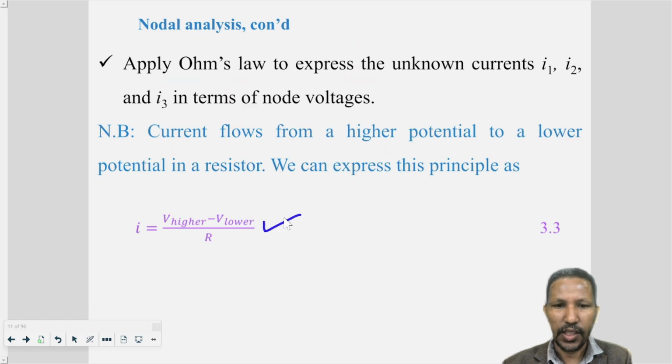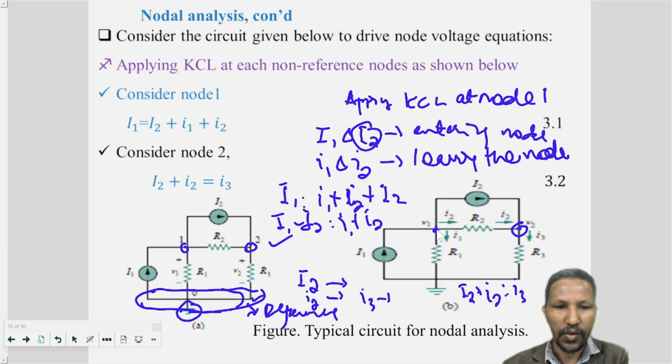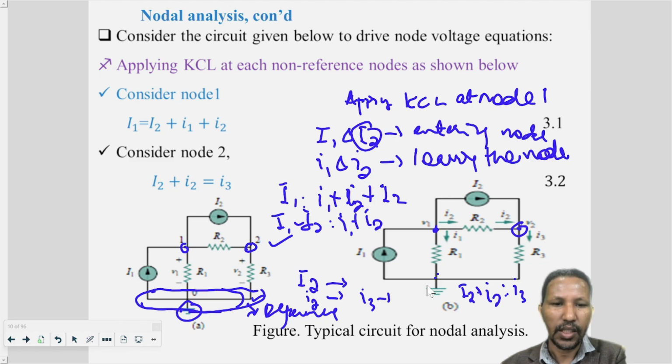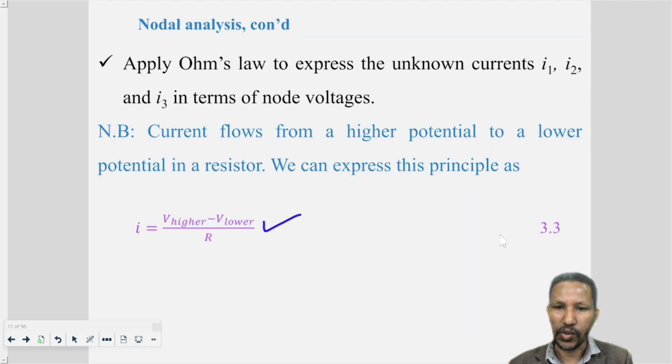Small I1 is flowing from node 1 to the ground. So V1 is at higher potential with respect to the ground potential. So I can write I1 equals V1 minus 0 over R1, or in terms of conductance, small I1 equals G1 V1. Small I2 is flowing in this direction, so V1 is at higher potential than V2 because the current is flowing from V1 to V2. So small I2 will be V1 minus V2 over R2.